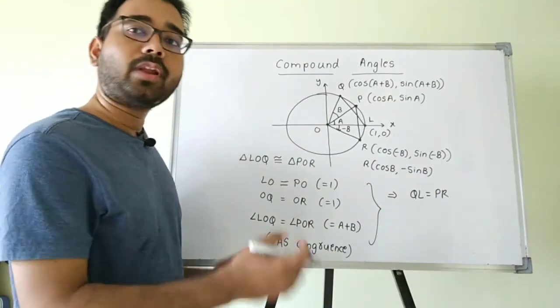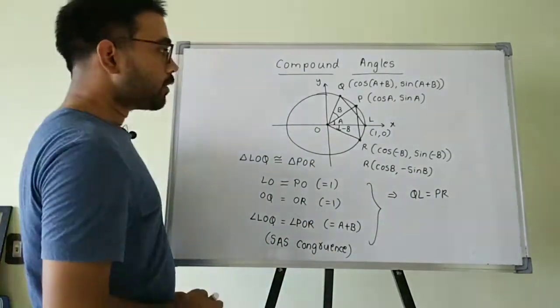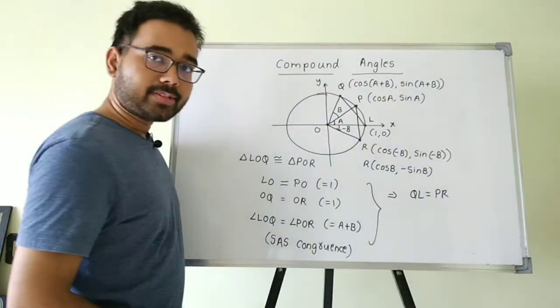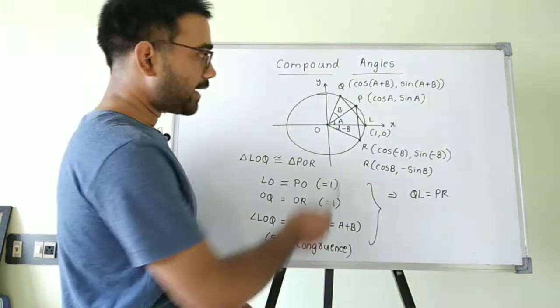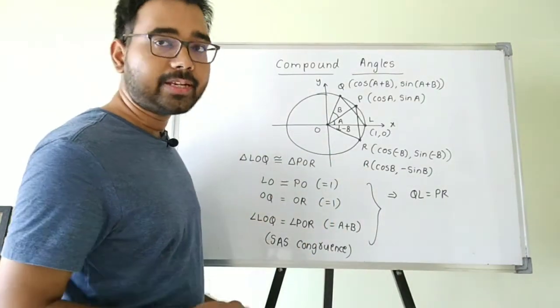They must be equal because the two triangles are congruent. So now let us equate the two distances. QL is equal to PR. Now to find the distance between 2 points, we need the distance formula.